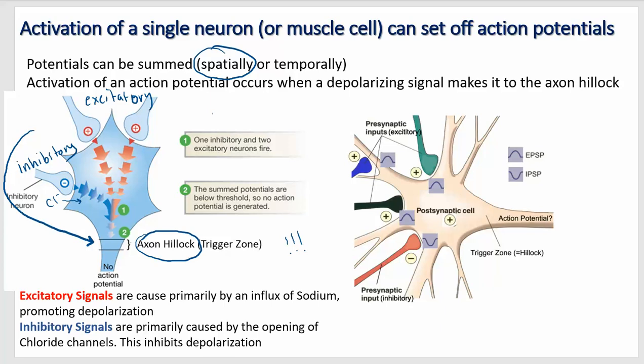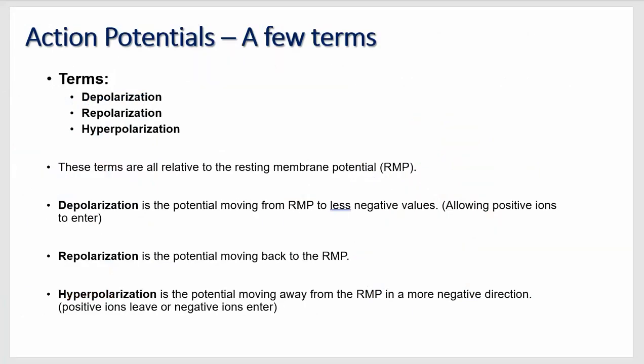So the excitatory signals are caused primarily by an influx of sodium, promoting depolarization. Inhibitory signals are primarily caused by the opening of chloride channels, which inhibits depolarization. And here we can see a bunch of them. Here's an excitatory, so plus, plus, plus. And then we see one little negative down here. So what we're trying to do is get that depolarization signal to happen here at the trigger zone. All right. So the trigger zone, or the axon hillock, that is where everything's going to kind of tell the story.